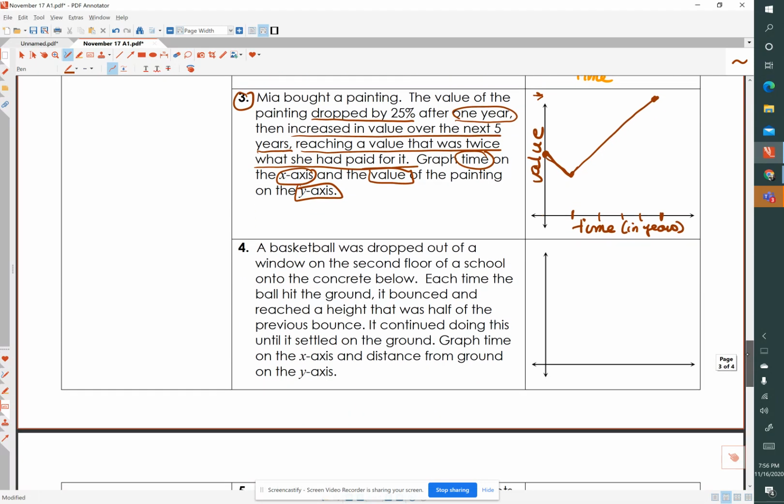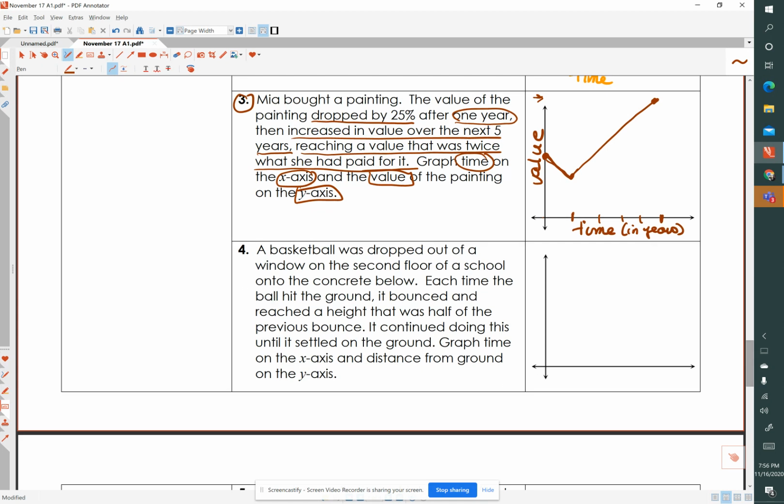So let's read number 4. Number 4 says a basketball was dropped out of a window on the second floor of a school and onto the concrete below. Each time the ball hit the ground, it bounced and reached a height that was half the previous bounce. It continued doing this until it settled where? On the ground. So we're going down to 0. Graph time on the x-axis and distance from the ground on the y-axis.